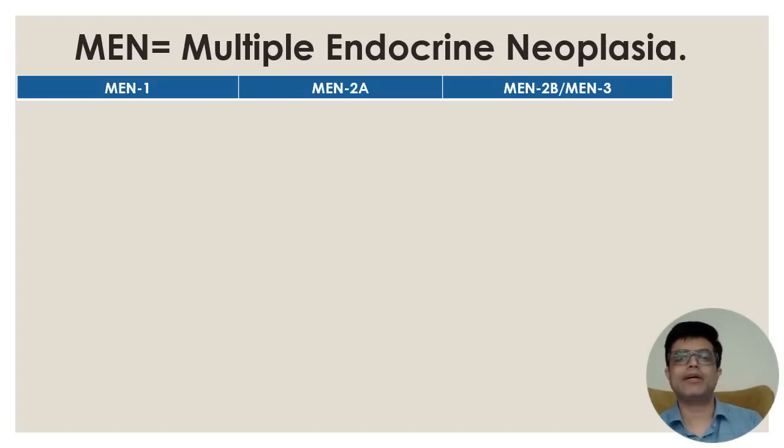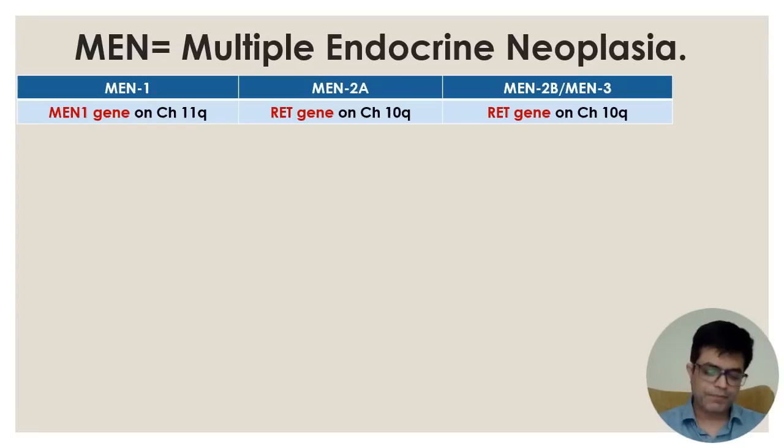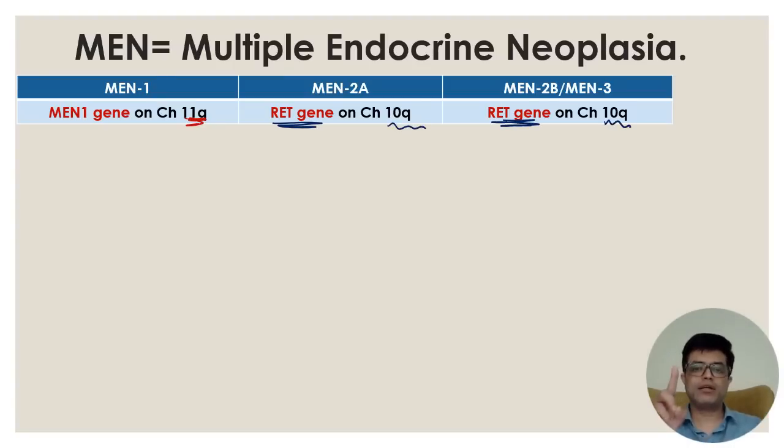Let us do a rapid fire quick review of multiple endocrine neoplasia. MEN stands for multiple endocrine neoplasia. There are broadly three varieties: MEN1, MEN2A, MEN2B. MEN2B is also called MEN3. First of all, MEN1 is caused by a genetic mutation in a gene present on the long arm of chromosome 11, whereas the same gene is present in MEN2A and MEN2B. The manifestations are similar, but the type of mutation varies, which you need not remember for the exam. The name of the gene in both MEN2A and MEN2B is the RET gene, present on the long arm of chromosome 10. So remember, MEN1 is chromosome 11, MEN2A and 2B are chromosome 10.